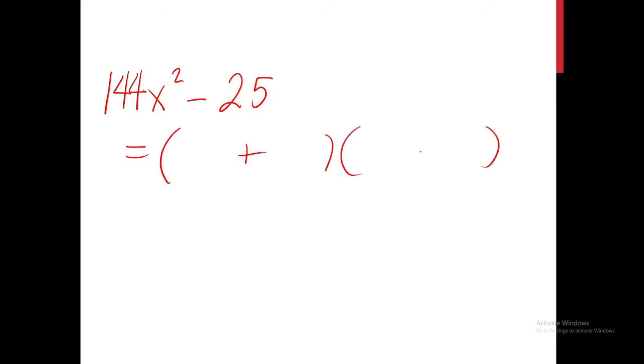Let's have more examples. What if I'm going to be giving you 144x squared minus, let's have the number 25. So, what are your factors here? What's the square root? Yes, go on. 12. 12x. And also 5 and minus 5. That's totally right.